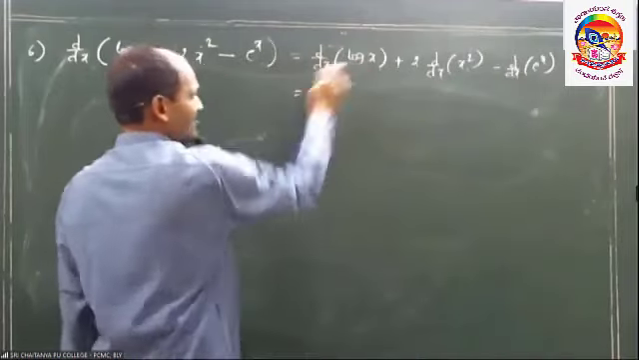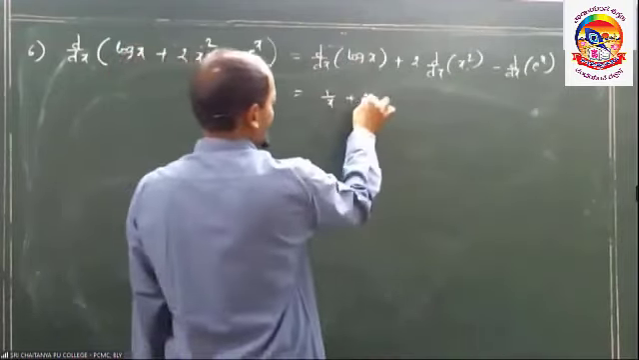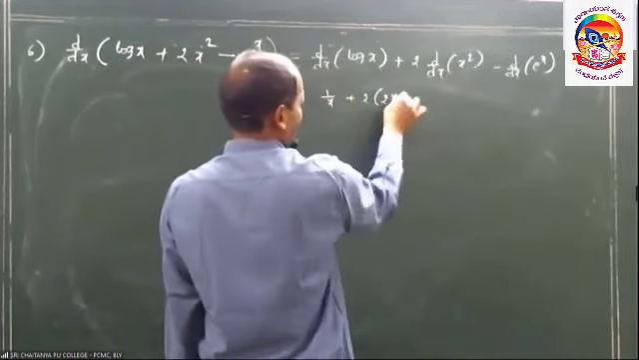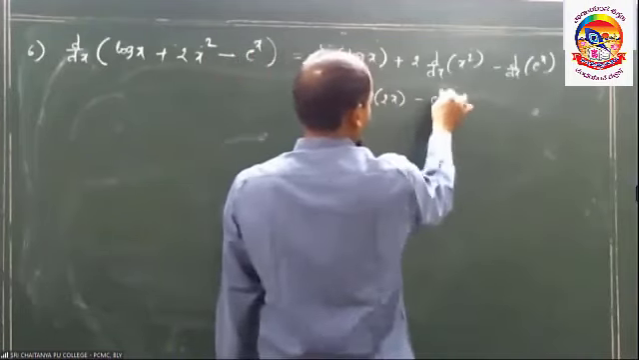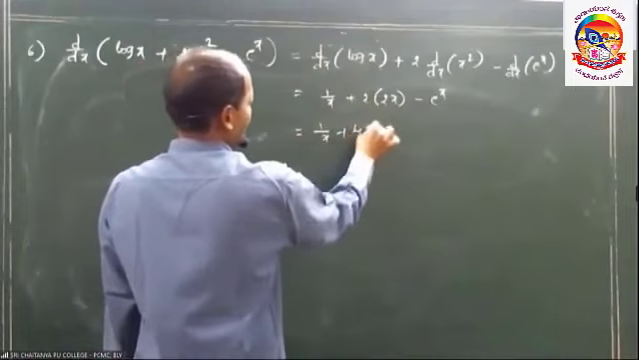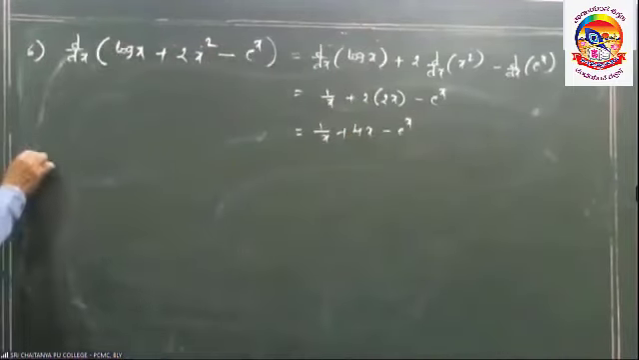The derivative of log x is 1 by x, plus 2 into the derivative of x square, which is 2x, minus the derivative of e power x, which is e power x. So it is 1 by x plus 4x minus e power x.